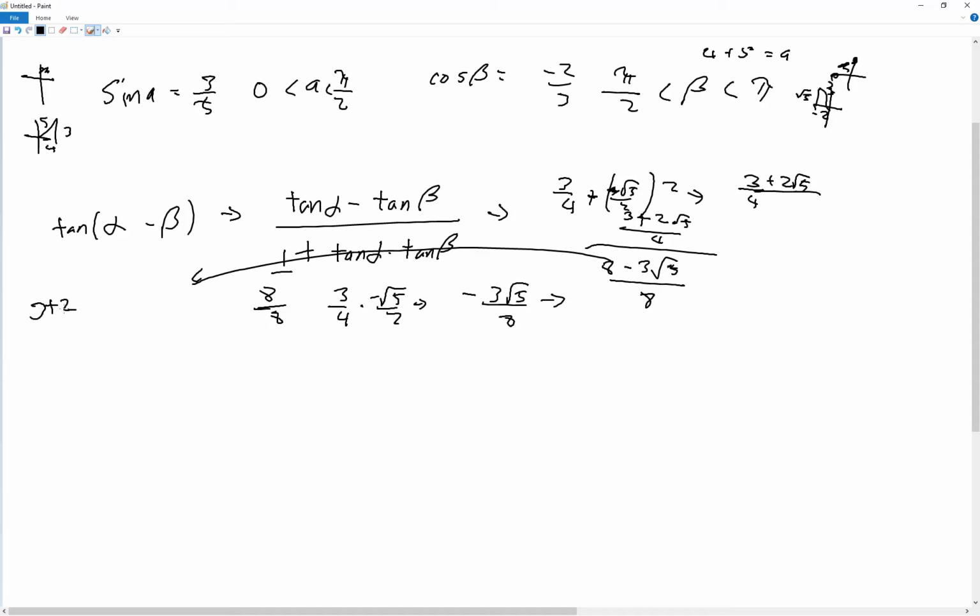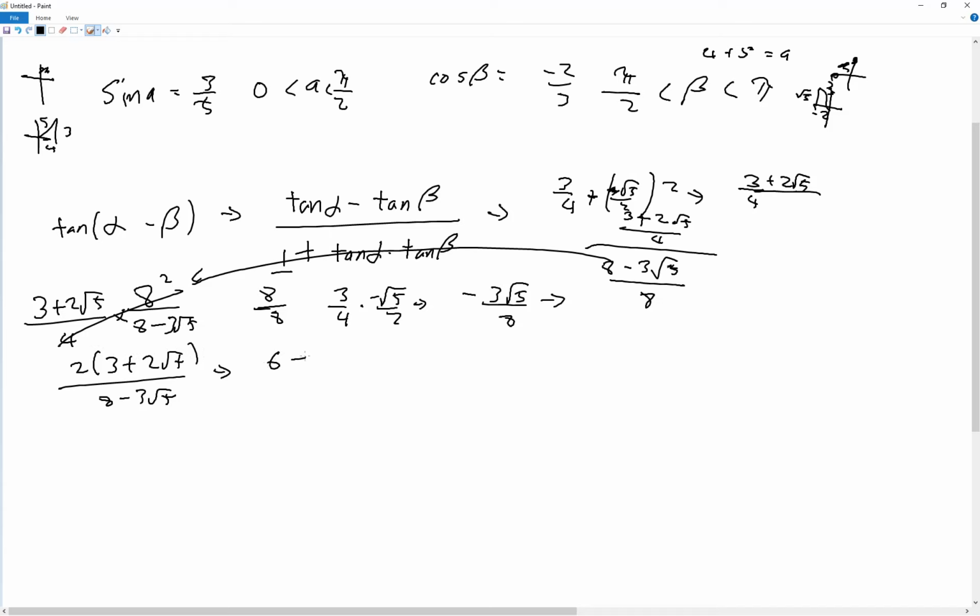Okay, so let's bring this over here. 3 plus 2 square root 5 over 4, handwriting is kind of bad. Then we flip the fraction, so it becomes times 8 over 8 minus 3 square root 5. The 8 over 4 turns into 2. So 2 times 3 plus 2 square root 5 over 8 minus 3 square root 5. This should be distributed, so it's 6 plus 4 square root 5 over 8 minus 3 square root 5.